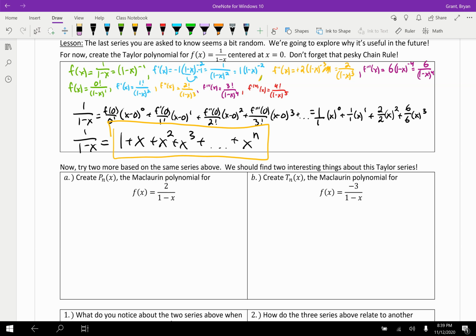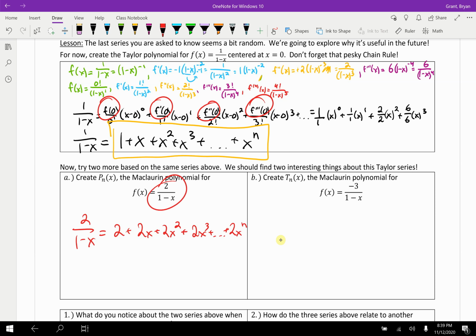Or if you're going to multiply every derivative by 2, isn't it just going to take every coefficient and double it? So in this case, I really think we don't even need to do any work here. It's just going to be 2 plus 2x plus 2x squared plus 2x cubed plus 2x to the n. That's pretty darn quick. Look how fast we just created a Maclaurin polynomial just by knowing what this series was.